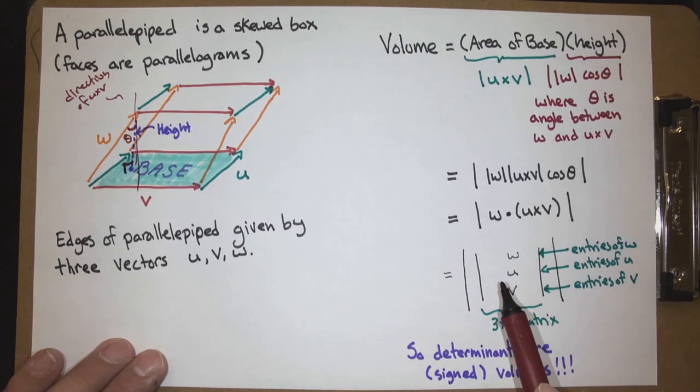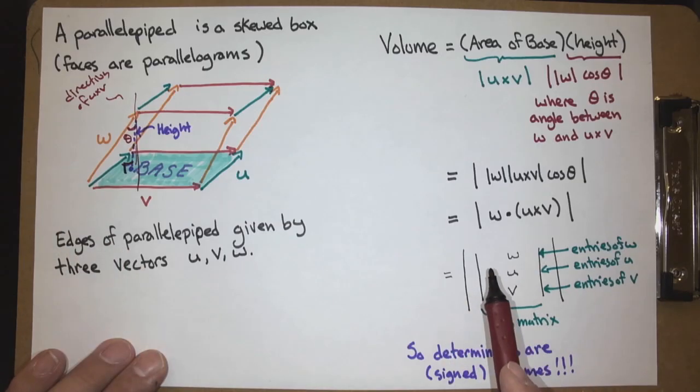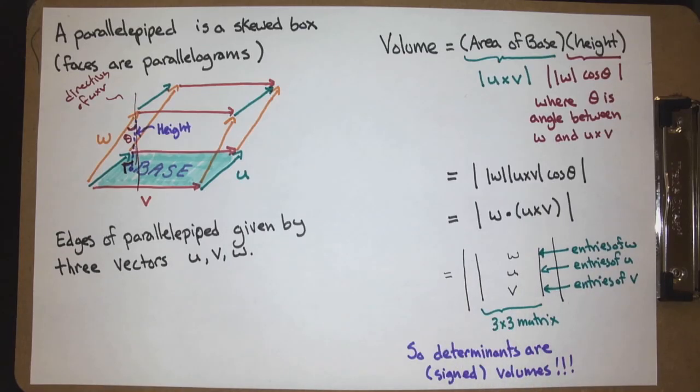And here's the fun thing. Last thing I'll say. How do you actually do it? Once you have your three vectors, put vector 1 in the first row, vector 2 in the second row, vector 3 in the third row. You take your determinant. That's the volume. Determinants are volumes. All right, that's it. We'll pick up again next time.